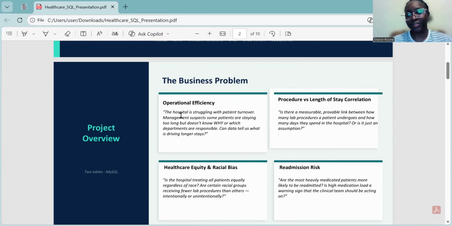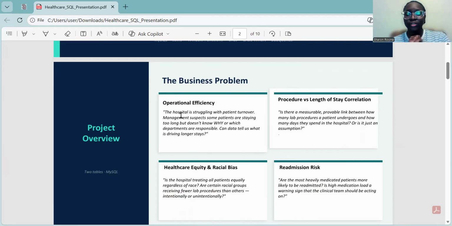Number 3, procedure versus length of stay correlation. Is there a measurable, provable link between how many lab procedures a patient undergoes and how many days they spend in the hospital? Or is it just an assumption? We know that maybe if you have so many lab procedures, your chances of staying in the hospital are longer compared to those who have fewer lab procedures. But we want to know, is it an assumption or will our data set tell us that?